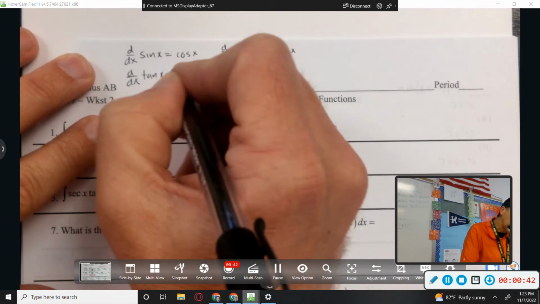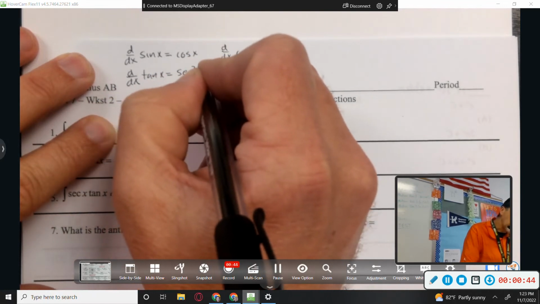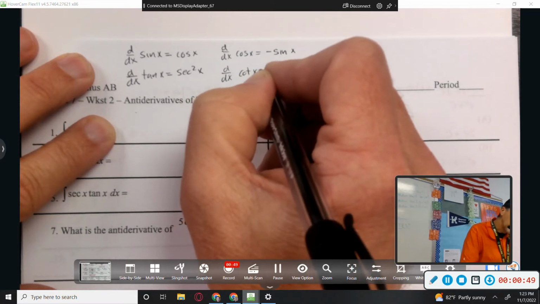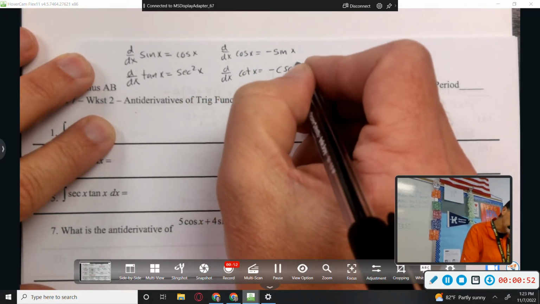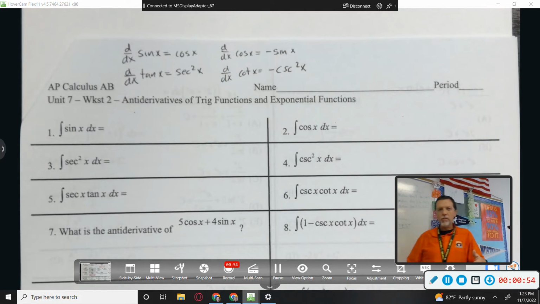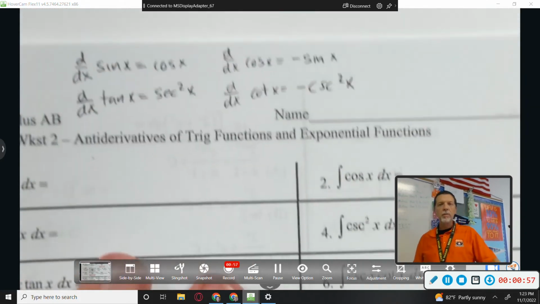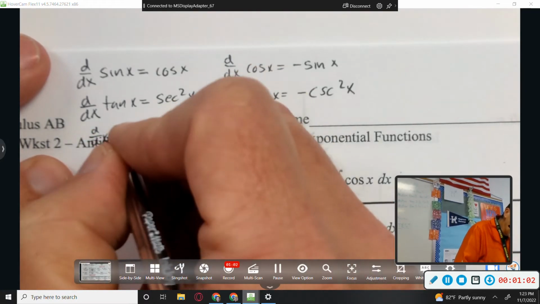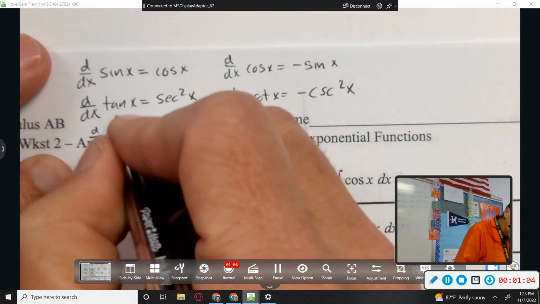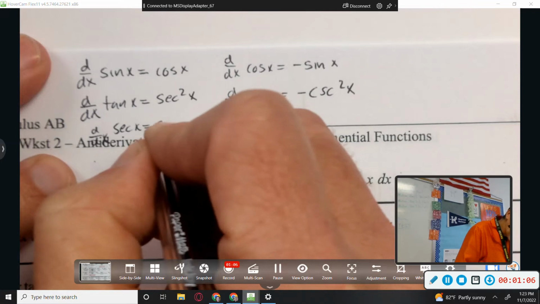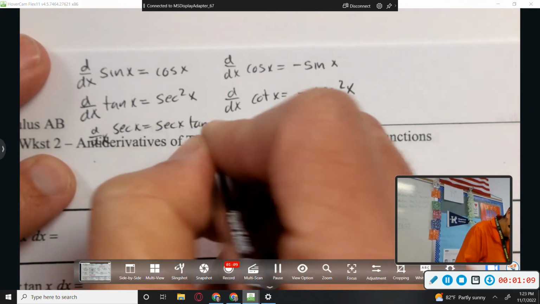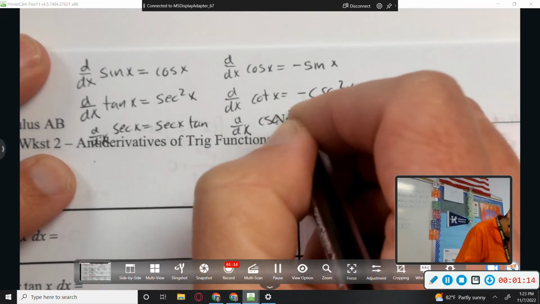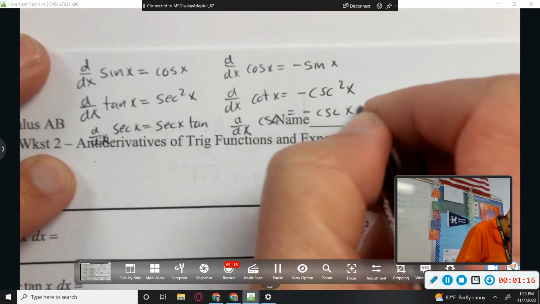Derivative of tangent, secant squared. Derivative of cotangent, negative cosecant squared. Right? Once you get a few of these, you remember the pattern, and you don't have to memorize all 6 independently. And then lastly, the derivative of secant is secant tangent, and the derivative of cosecant is negative cosecant cotangent.